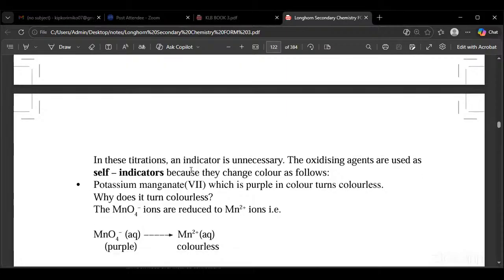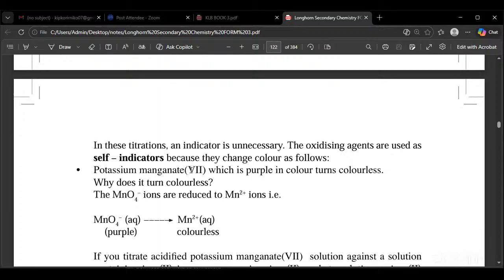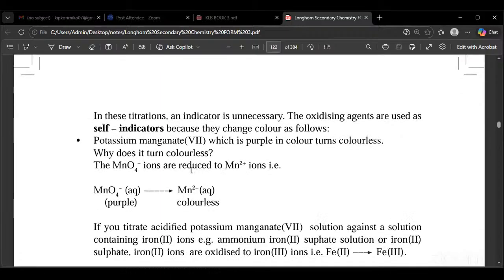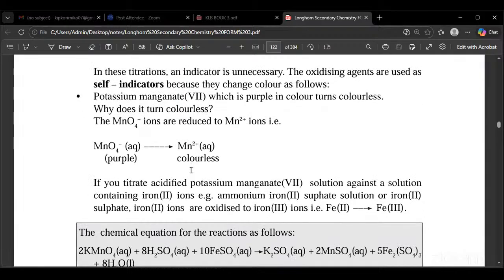So potassium manganate, we have the color changes now. It is normally purple, and it will change to colorless. So it becomes an indicator by itself. I don't have to add phenolphthalein or methyl orange.